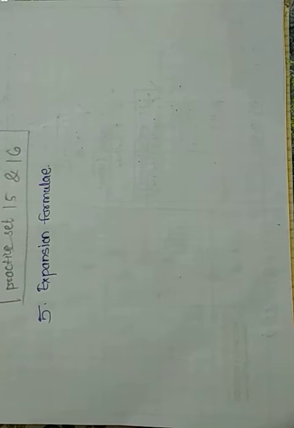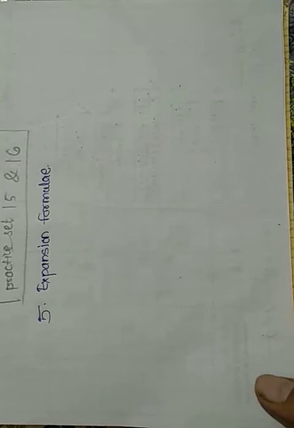Good morning, students. Our lesson number 5, expansion formulae, is going on. In practice set 5.1, we saw the expansion of (x + a)(x + b). (x + a) into (x + b) is equal to x² + (a + b)x + ab. In 5.2, we saw (a + b)³ is equal to a³ + 3a²b + 3ab² + b³.